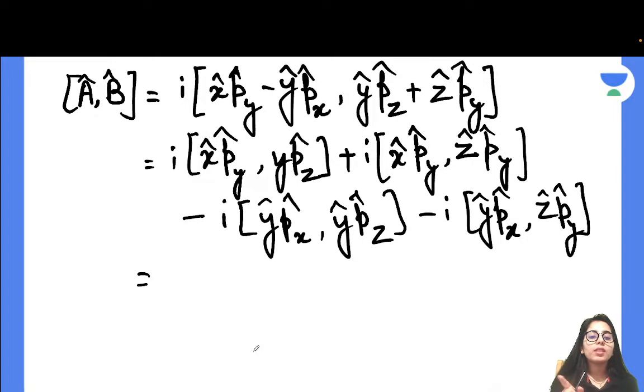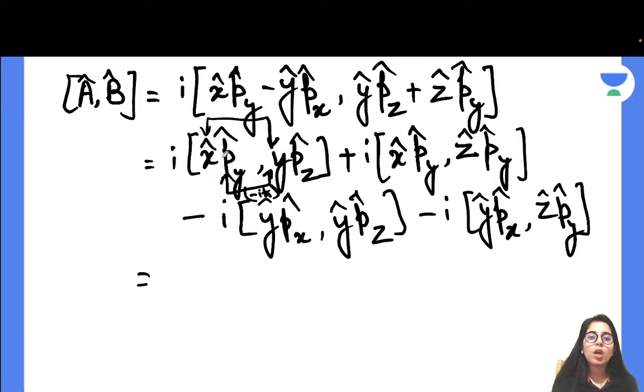So now you have to see the pairing. What I mean by pairing: x with y commutator bracket, what will it be? It is going to be 0. And x with z, p_z will be 0. What about p_y with y? It is non-zero, and that is negative iota h cut.